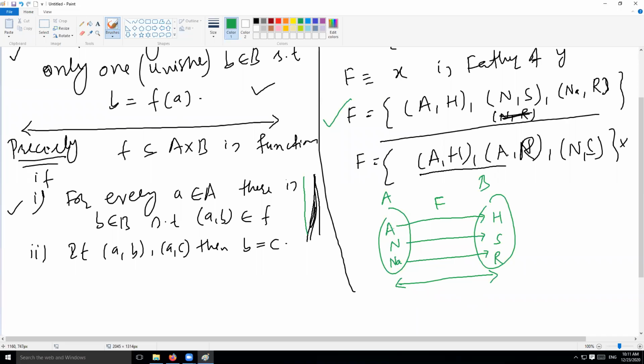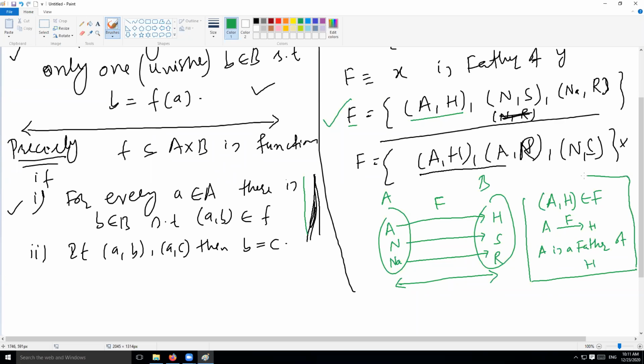I can also write this. Whenever I'm writing that A is mapped onto H, A is an ordered pair, A comma H belongs to F. Well, I can say that the ordered pair A comma H belongs to F, one way, or A is mapped onto H under the relationship F, or A is a father of H. All these things are saying precisely the same thing.